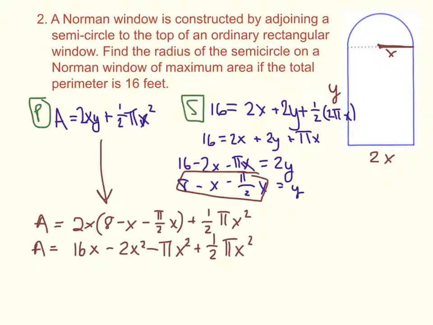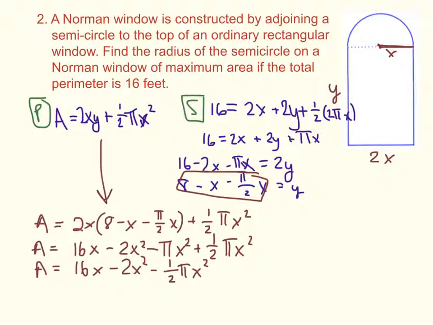Okay, so I should notice that I do have some like terms here with the minus pi x squared and the plus half pi x squared. So I'm going to take one more step to combine those. So 16x minus 2x squared. So this would be like minus 1 pi x squared, and then plus half a pi x squared would be minus half pi x squared. Okay, so that now is my formula for area.